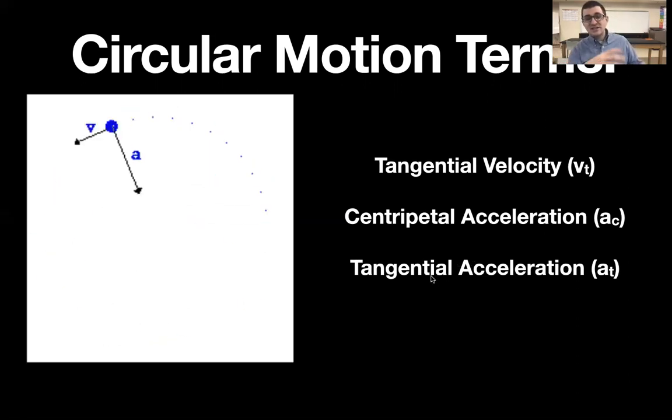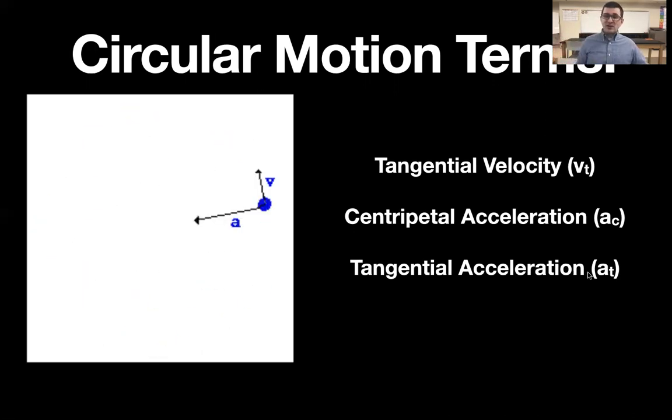And then if the object is speeding up or slowing down, it's also going to have a tangential acceleration, which is going to make the velocity vector itself bigger, a change in speed, or smaller, speeding up or slowing down. So this is going to cause a change in direction, centripetal, and then tangential is going to cause it to speed up or slow down.